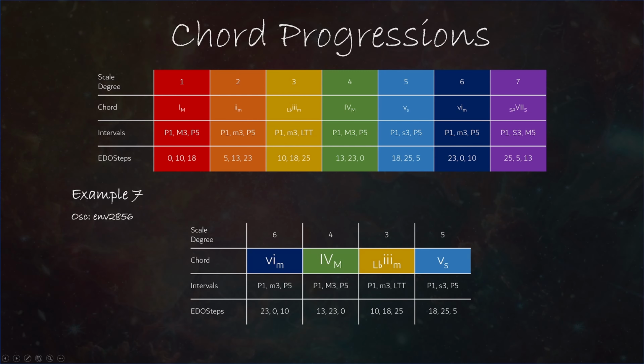And then the last example we'll do for triad progressions is 6, 4, 3, 5. So we have minor on the sixth, major on the fourth, lesser diminished on the third, and subminor on the fifth.